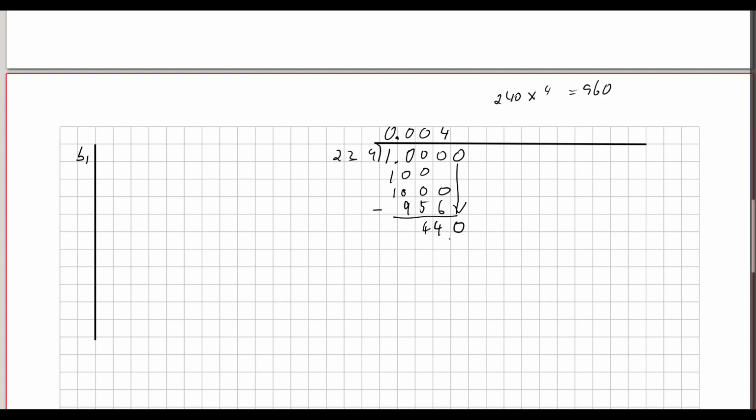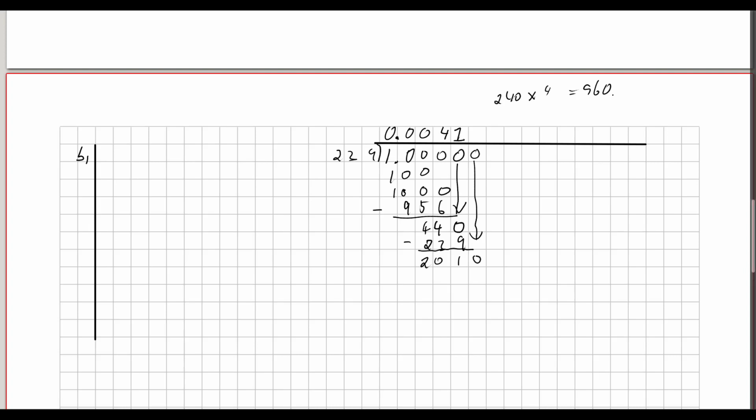239 will only go in 1 time there. So 239. Take that away, that's 201. Drop that other 0, so 210.